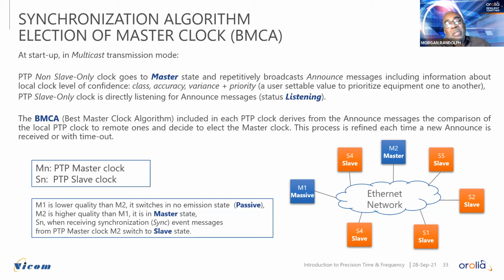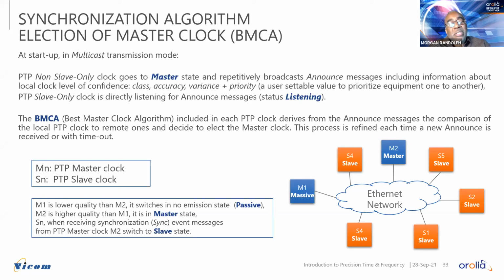So when you look at this, you've got two masters. The masters are talking to the slaves, and they're doing an election. So in this instance, the master M2 is higher quality than M1. It is in a master state. The M2 was in a passive state. So we talked about the passive state before, where it's standing and waiting to be the master.